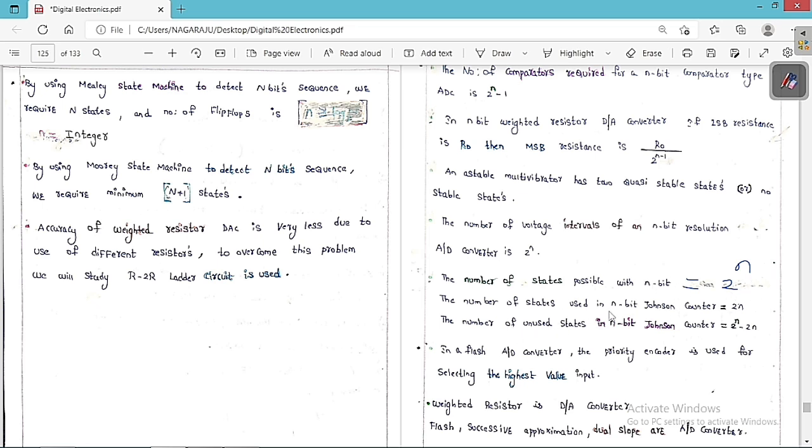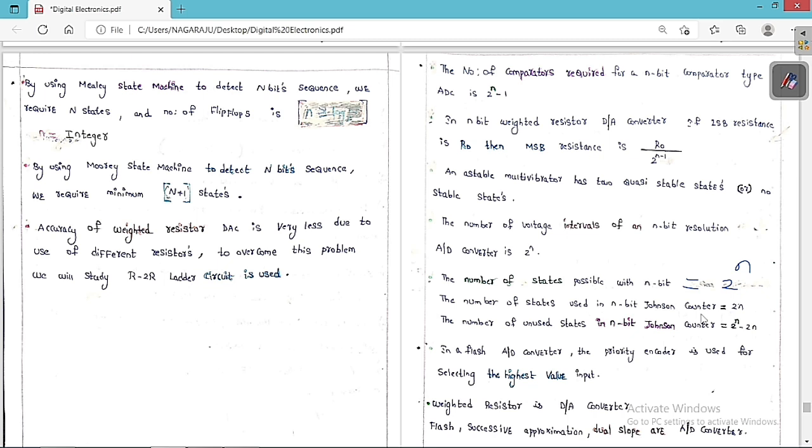The number of states used in an n-bit Johnson counter is 2n, whereas the number of unused states in an n-bit Johnson counter is 2 to the power of n minus 2n. Whereas for a ring counter, the number of states used is n, and the number of unused states is 2 to the power of n minus n.